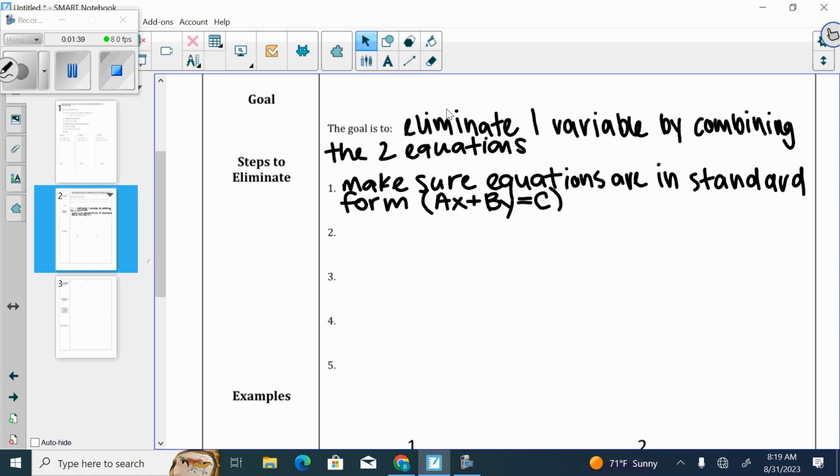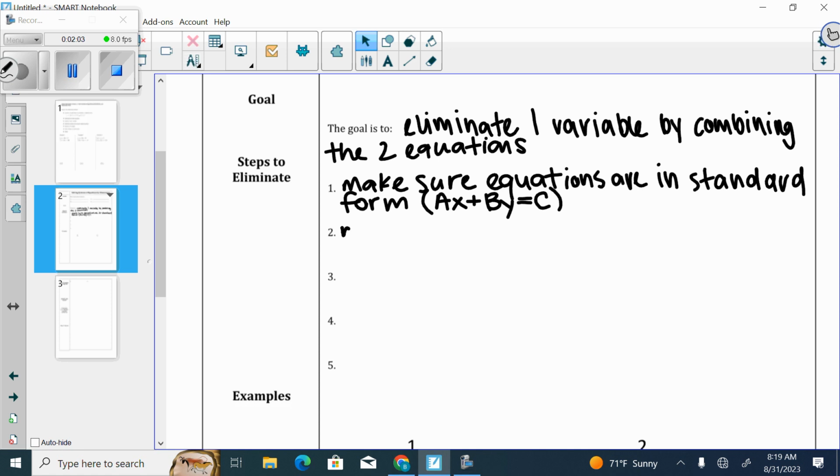All right, once you've made sure that both of your equations are in standard form, then we need to work on trying to get one of those variables to eliminate. In order for that to happen, you are going to need one or both equations so that one of those variables has the same coefficient but opposite signs, so that when we put them together, one of them will eliminate.